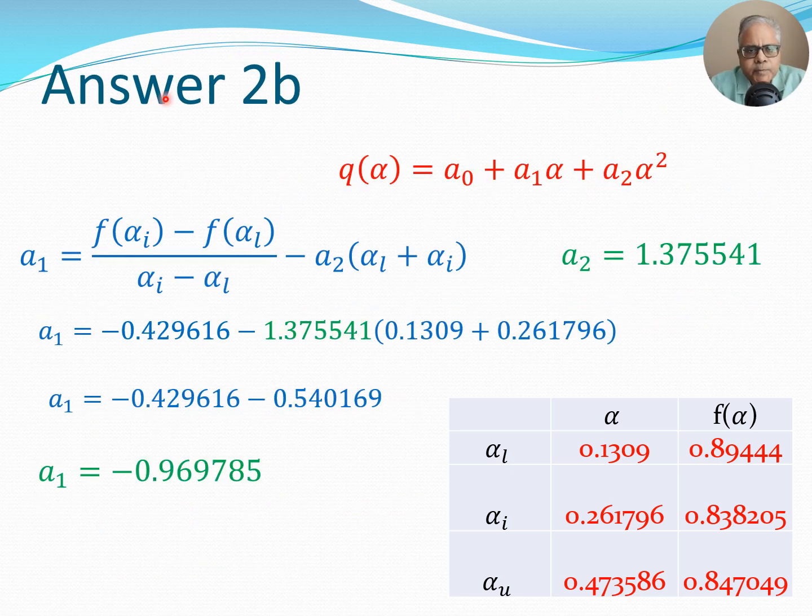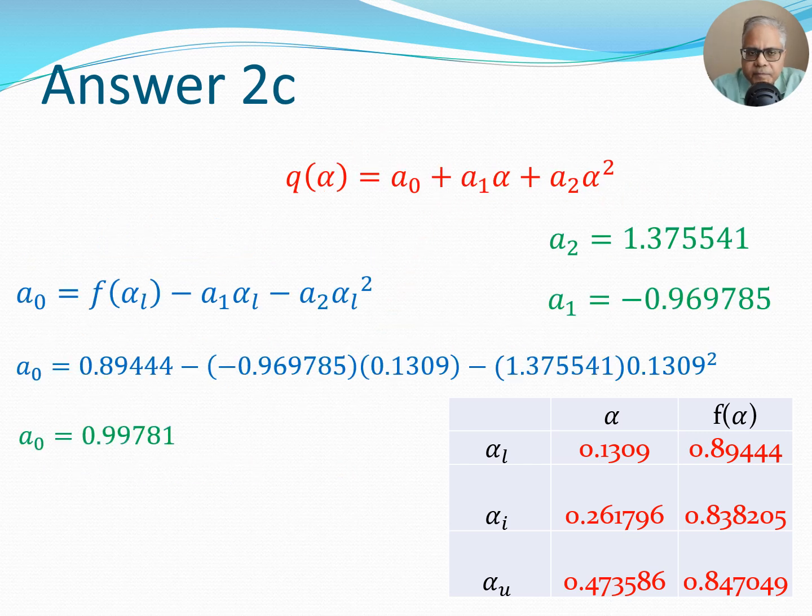Now let's come to the next point, which is a1. So we have calculated a2 here. Now in case of a1 we require a2, and then we require all these values of the function, and we also require the value of the point. So once I do all those substitutions using the numbers given in the table here, these numbers in red, I obtain the value of A1 to be minus 0.969785.